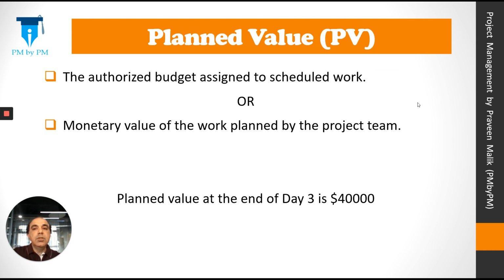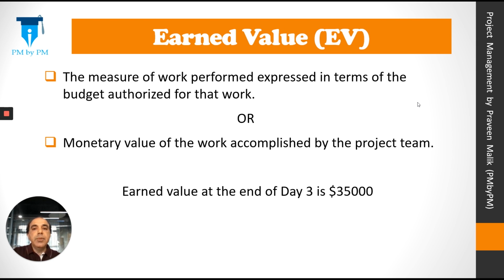Planned value is the authorized budget assigned to scheduled work, or the monetary value of the work planned by the project team. In our case, it is $40,000 at the end of day 3. Earned value is the measure of work performed expressed in terms of the budget authorized for that work, or the monetary value of the work accomplished by the project team. For our example, it is $35,000 at the end of day 3.